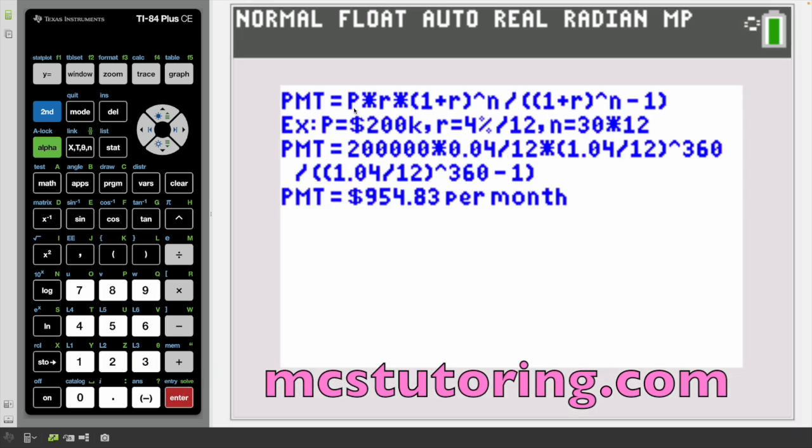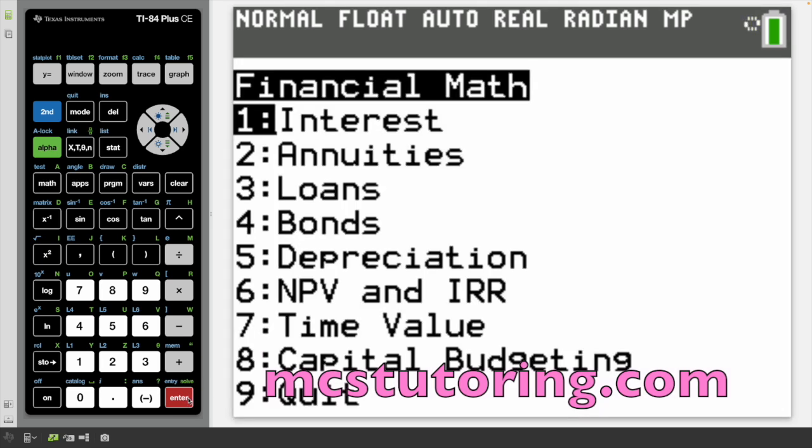And then we have loans and amortization payment. The payment is P times R times (1 plus R) raised to the N, divided by (1 plus R raised to the N minus 1). All this is one denominator here, so just be careful when you enter it in your calculator. There's some numbers there, and it's plugged in, and it looks like that payment would be $954.83 per month. Okay, good. We continue.